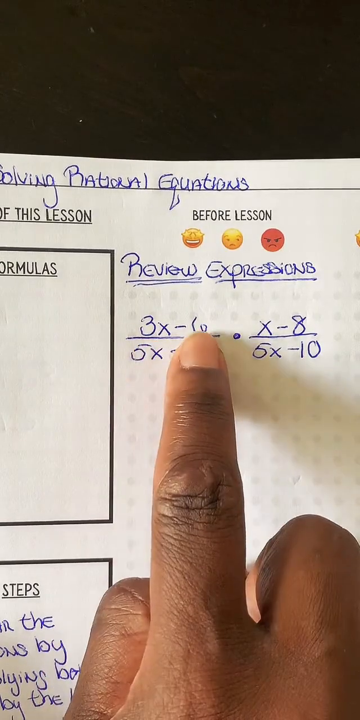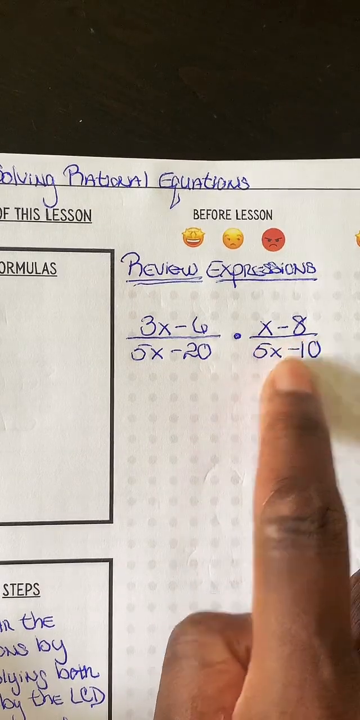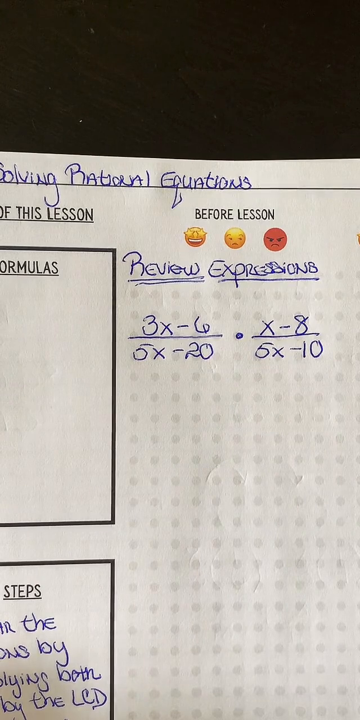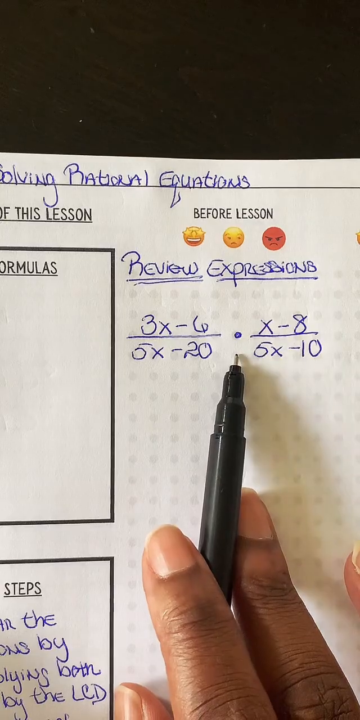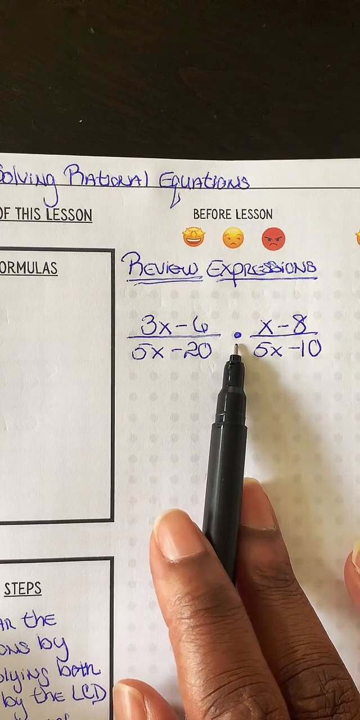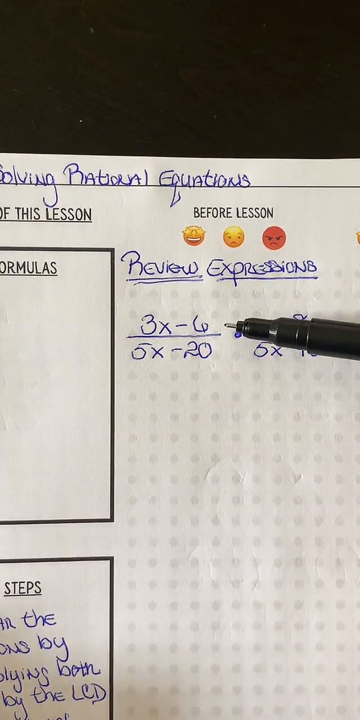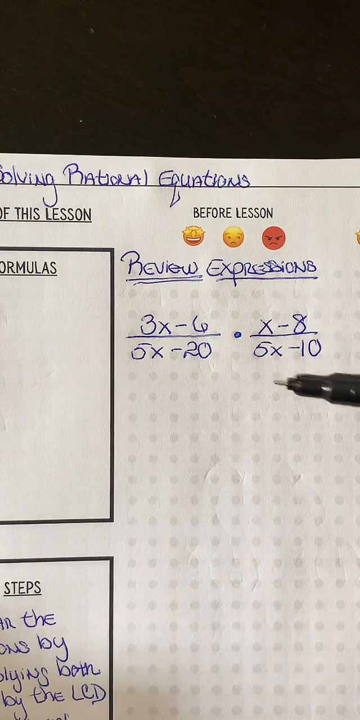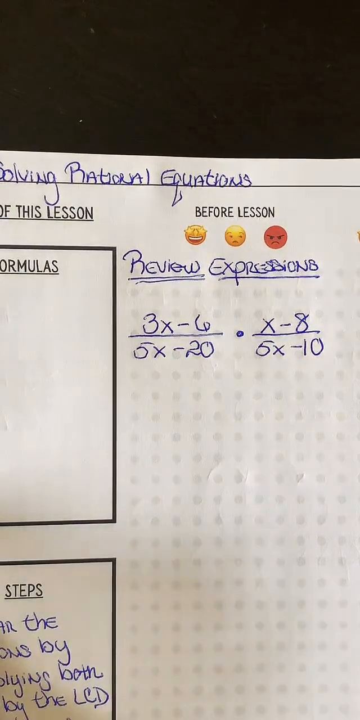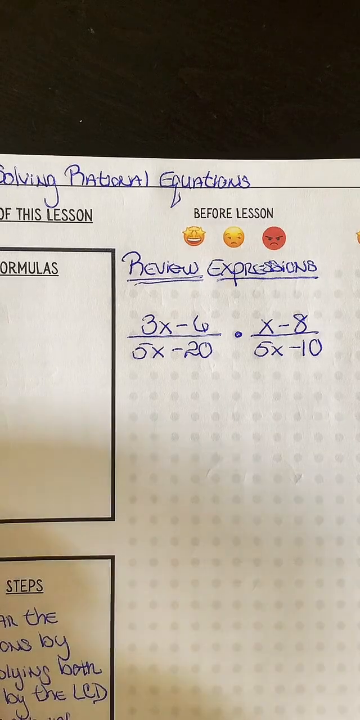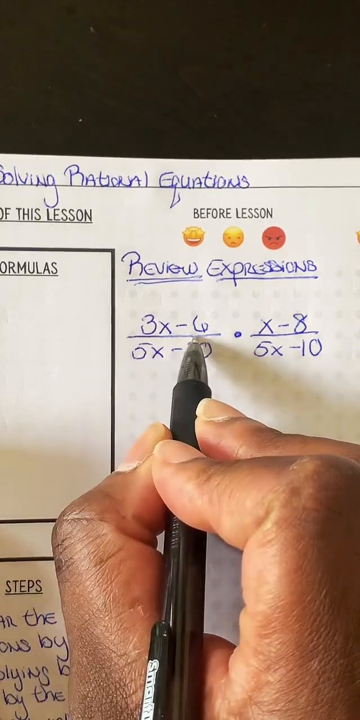So we have 3x minus 6 over 5x minus 20 times x minus 8 over 5x minus 10. Always when you're given a problem, take a look to see what's going on in between. Right now, there's multiplication, so if I am going to simplify, I can cross simplify. Whatever's in the numerator, if it's also in the denominator, they can cancel out because they give you 1. So now, let's factor. I notice the numerator, 3x minus 6, can be factored.